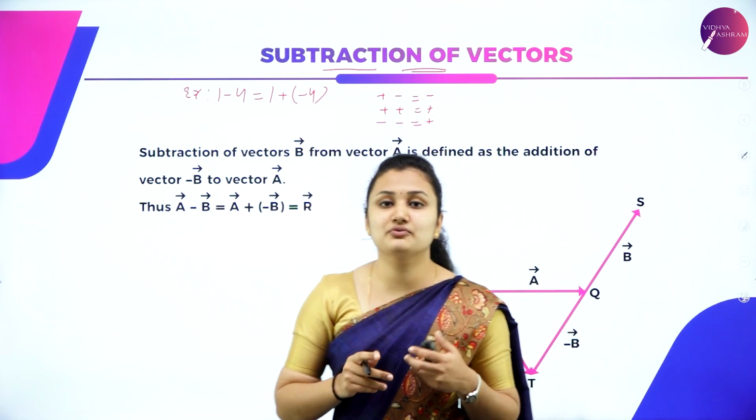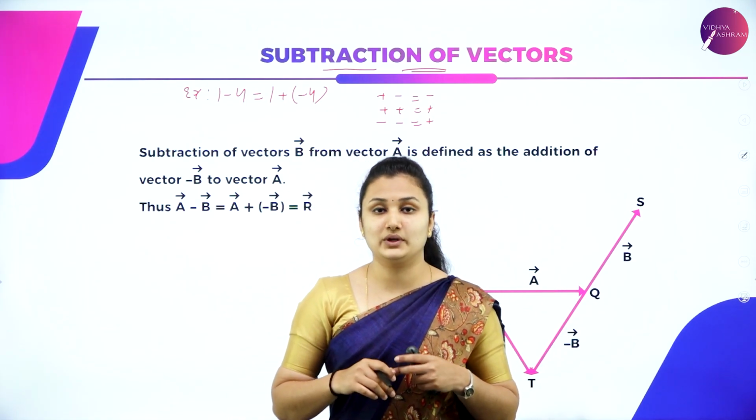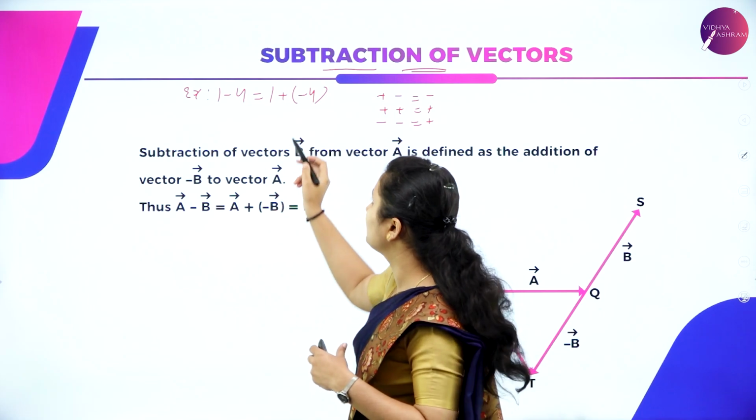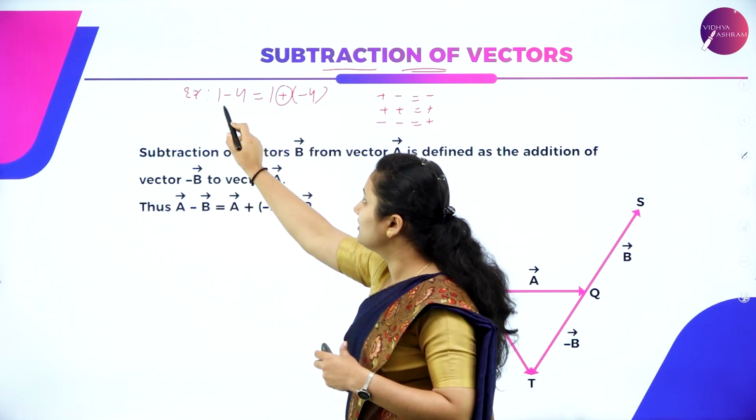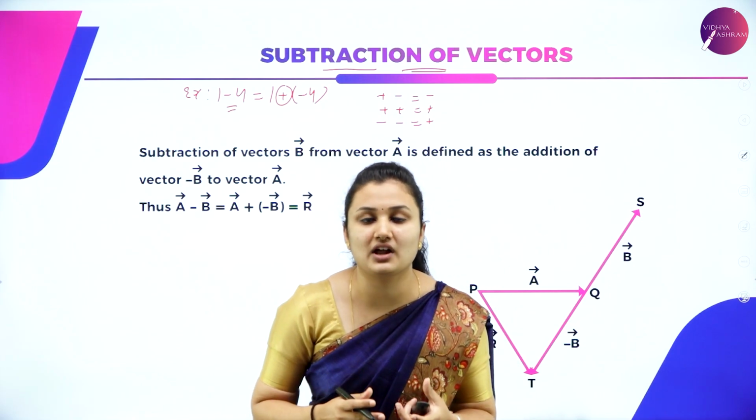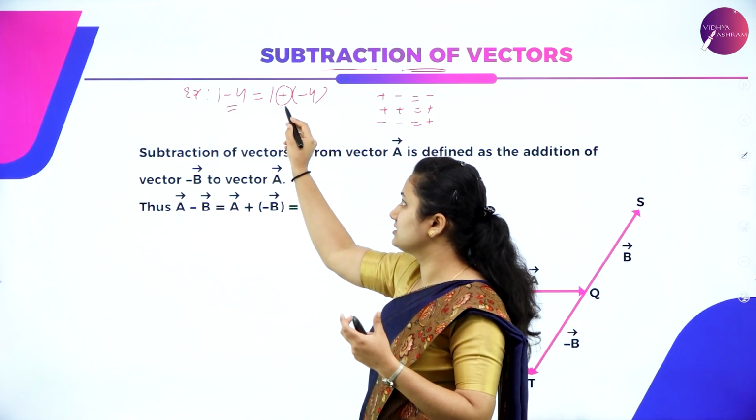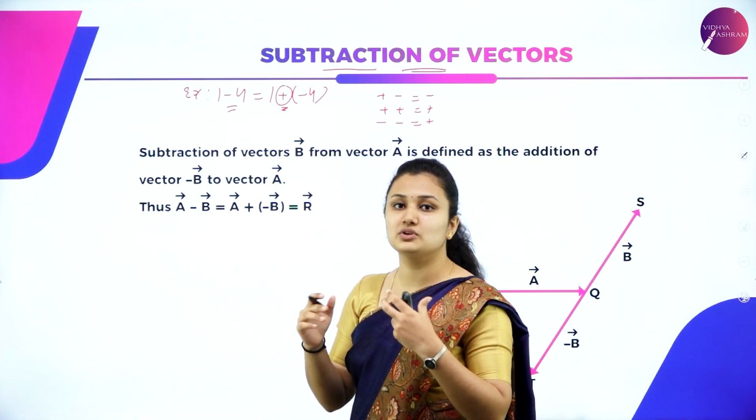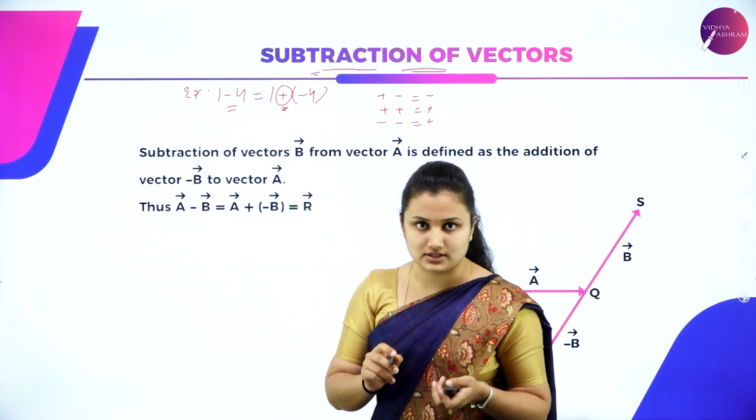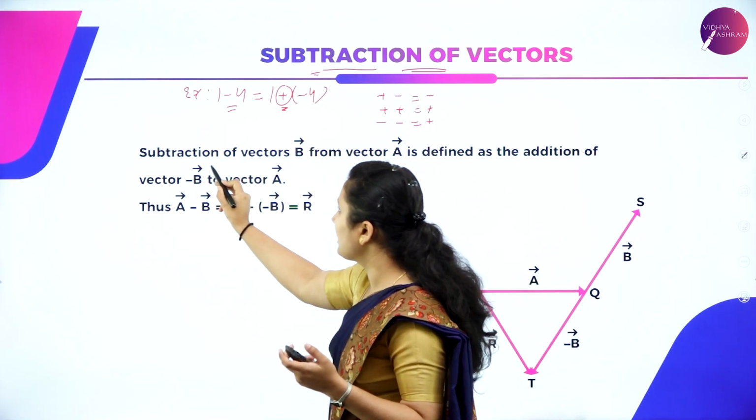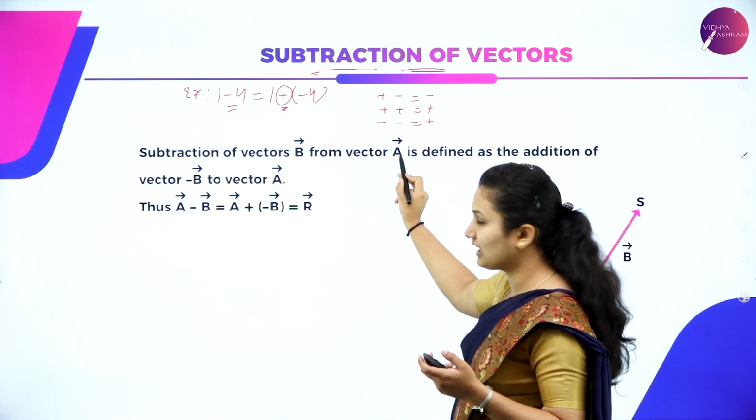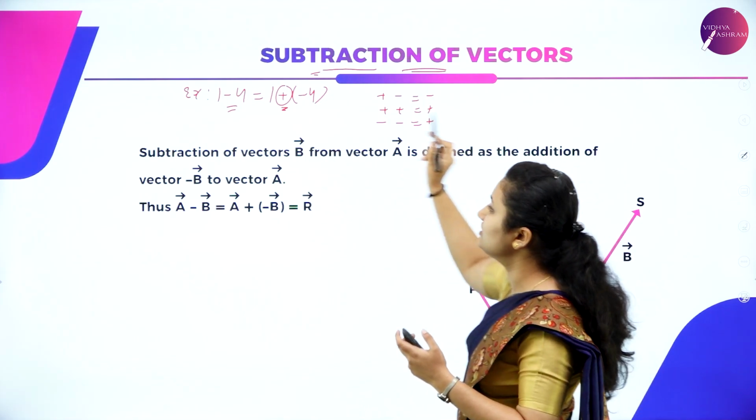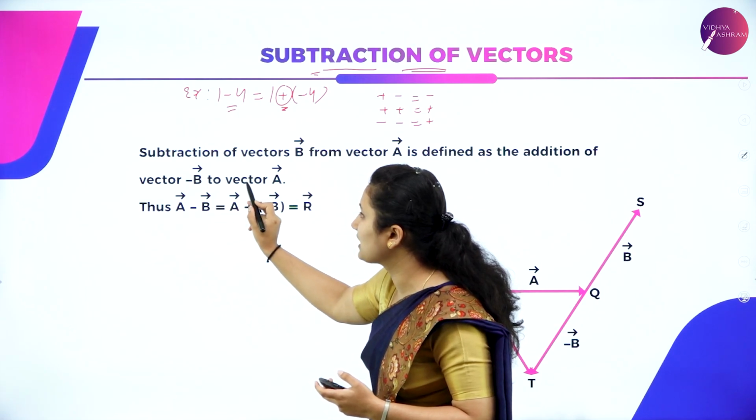So subtraction of vectors cannot be done directly. We cannot subtract two vectors directly. So we define subtraction in terms of addition. So we can't subtract two vectors directly, and we are indirectly doing the subtraction operation of vectors. So let us start. Subtraction of vector B from vector A. Subtraction of vector B from A is defined as the addition of vector minus B to vector A.